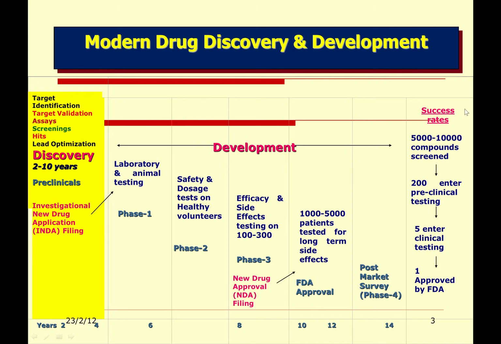So the success rates you can see: out of 5,000 to 10,000 compounds synthesized and screened, only 200 or even fewer can enter preclinical testing. Others will all be rejected, and out of these only 5 or even fewer can enter phase 1, phase 2 and phase 3. And then if you're really lucky, the drug may get approved.